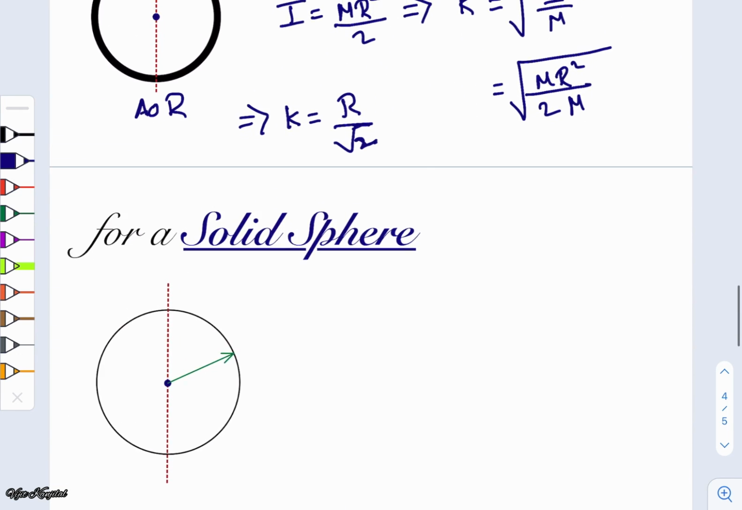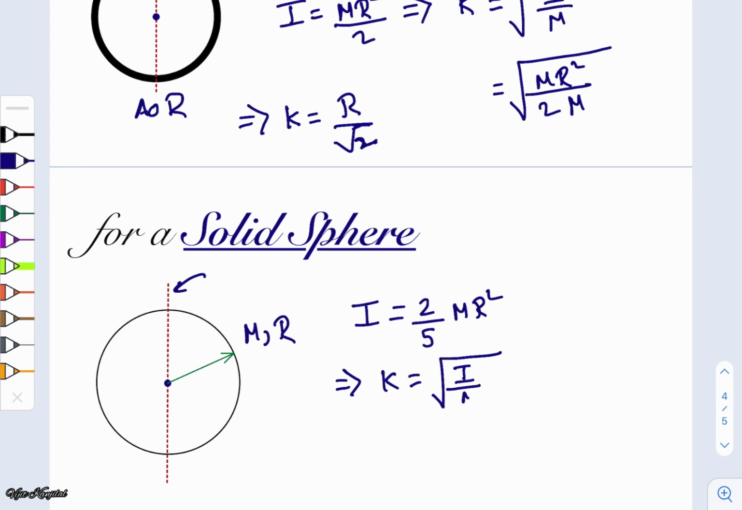Similarly, if we have got a solid sphere of mass m and radius r, and we wish to calculate the radius of gyration for the solid sphere when the axis of rotation is this particular axis. So what do we do? What is the value of I? I for this particular axis is nothing but 2 by 5 mr square. So what is going to be k? K is nothing but root over I by m. So what is going to be its value? K is going to be root over 2 by 5 r.